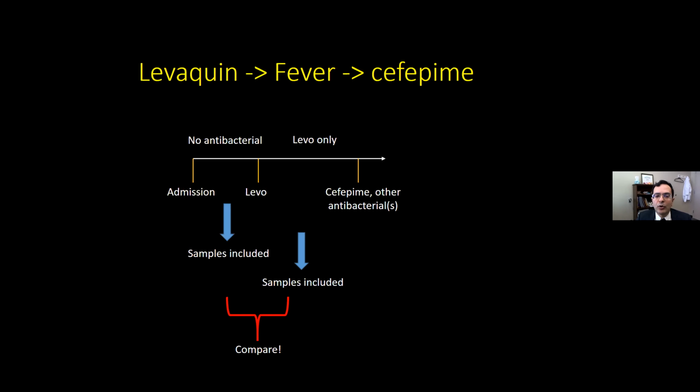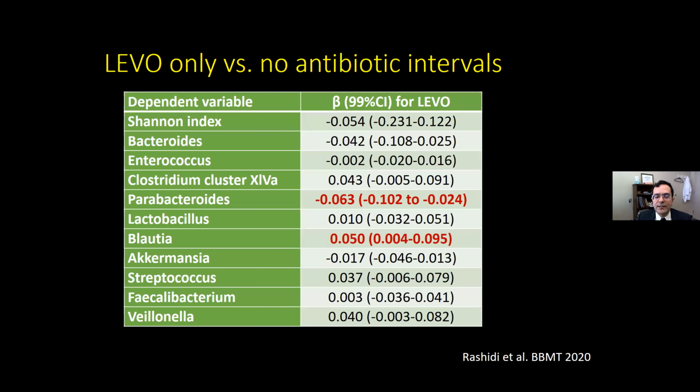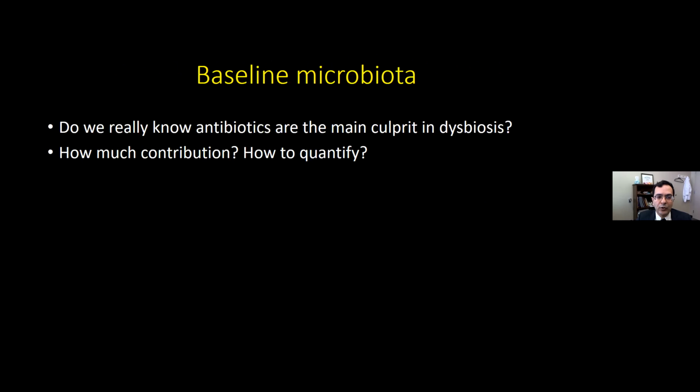In multivariable analysis, it turns out that levofloxacin wasn't that detrimental. Blautia was one of the two genera altered with levofloxacin, but it increased, and it's a beneficial microbe. The only one that decreased, and we don't know what it really does in our patients, is Parabacteroides. But by and large, I think it didn't do much harm to the gut microbiome, so that's probably not the cause of dysbiosis. But how about the baseline microbiota? Could the baseline microbiota impact how the microbiome responds to such antibiotic pressure?